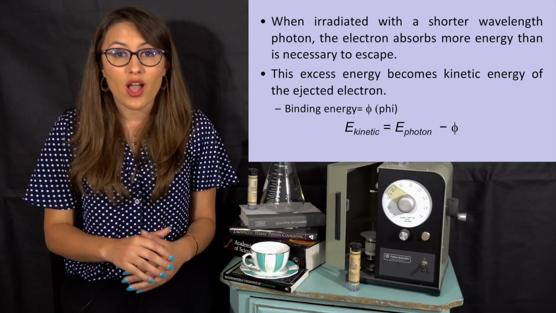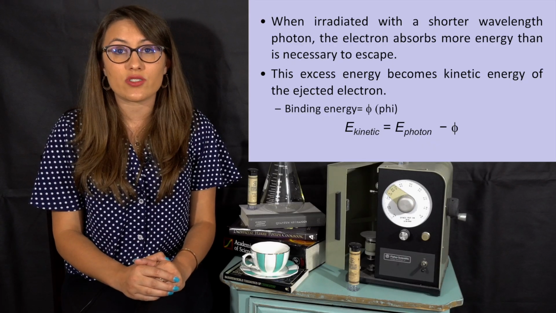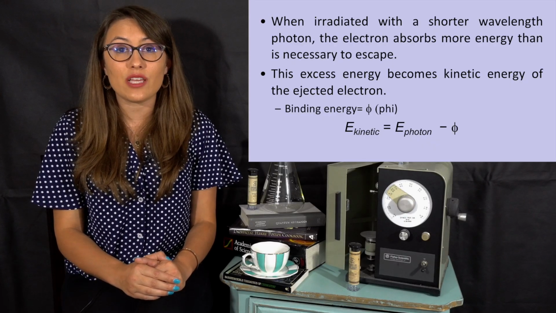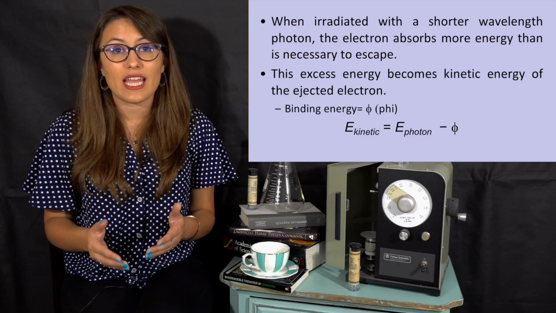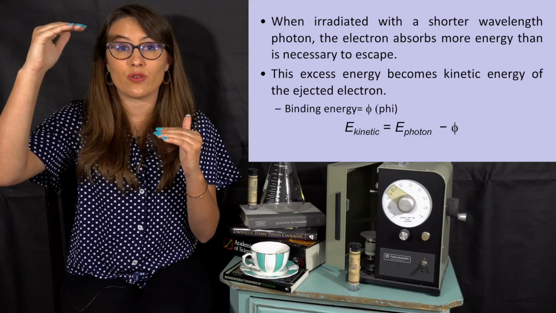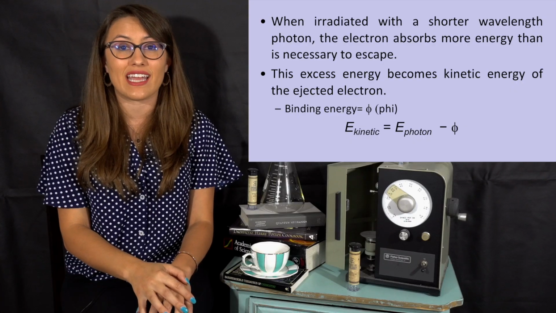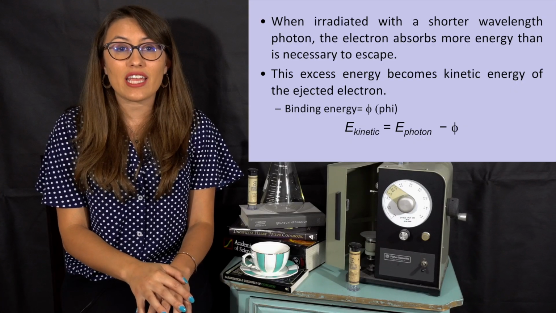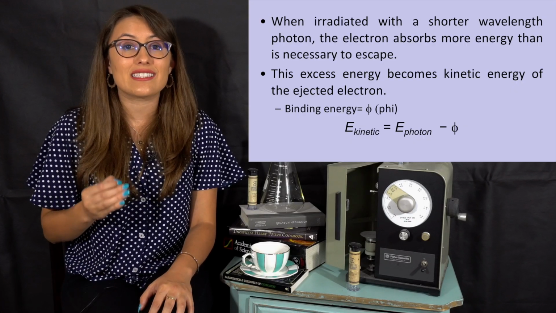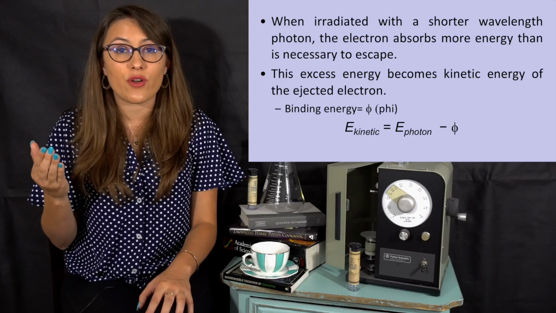If a photon is below this threshold, electrons will not be emitted from the metal because the photon is not strong enough to overcome the binding energy, which is denoted as phi. The threshold frequency is reached when the energy of the photon is equal to that of the binding energy. If a frequency is higher than the threshold, this additional energy is transferred to the electron in the form of kinetic energy. The kinetic energy of the emitted electron is the difference between the energy of the photon and that of the binding energy.